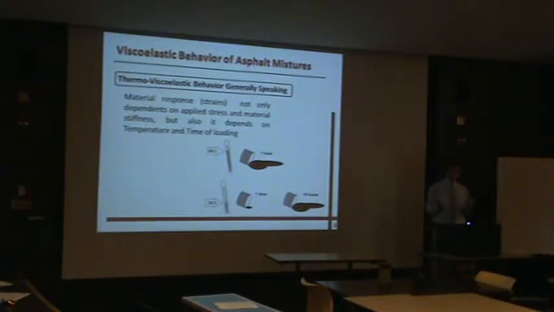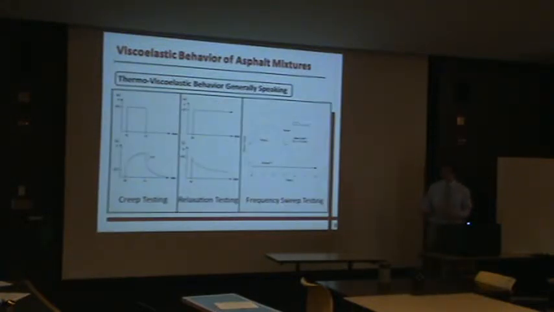So when we test this material, we need to control the load or the deformation, plus we have to control the temperature and the time of loading. That's why, for example, to test a viscoelastic material, we have creep test, we have relaxation test, we have frequency sweep test. All these tests are controlling temperature and controlling time of loading.